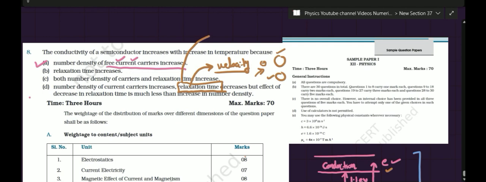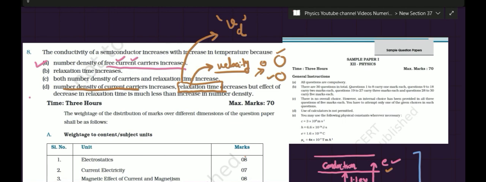Actually, I have given the answer in the form of the number density of charge carriers, which is very clear, and the relaxation time I've answered in the form of the drift velocity, because drift velocity decreases is as good as saying that the relaxation time decreases. So I hope the concept is clear to you. The terminology being used by the NCERT model question is a bit different.